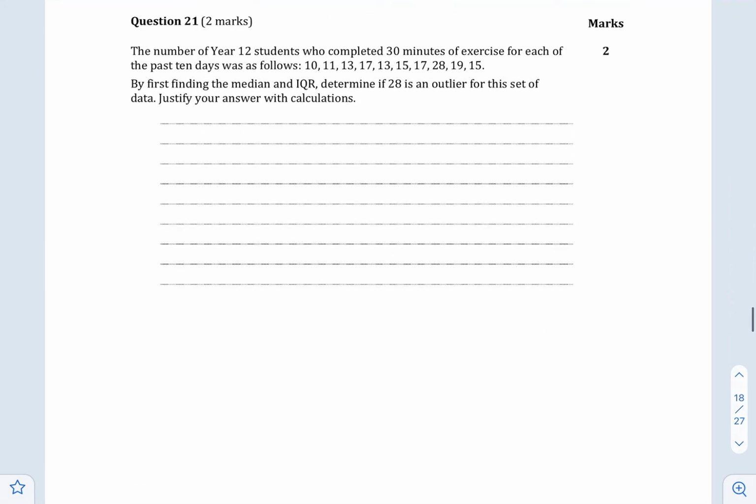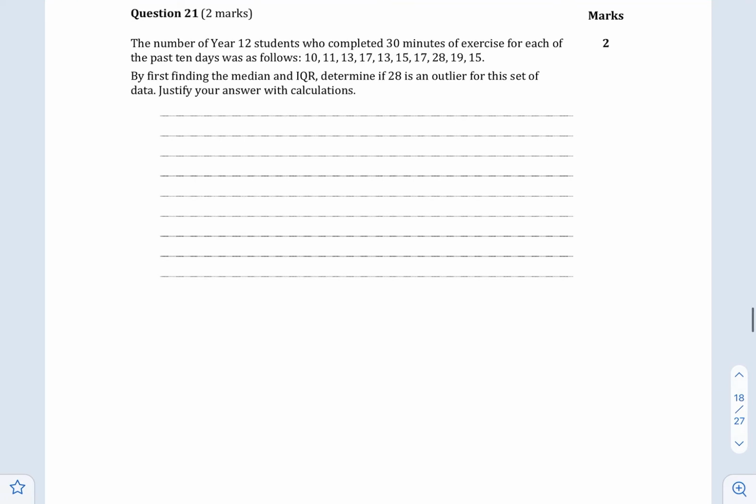Next, the number of Year 12 students who completed 30 minutes of exercise for each of the past 10 days was as follows. It says, by first finding the median and interquartile range, determine if 28 is an outlier. First of all, there are 2 ways to do this. I prefer to type it straight into the calculator, but you'll notice that this order is not in ascending order, which means I have to rewrite it. And if I'm going to rewrite it, I may as well type it in the calculator to get all my answers. But it's hard for you to see, so I may as well rewrite it.